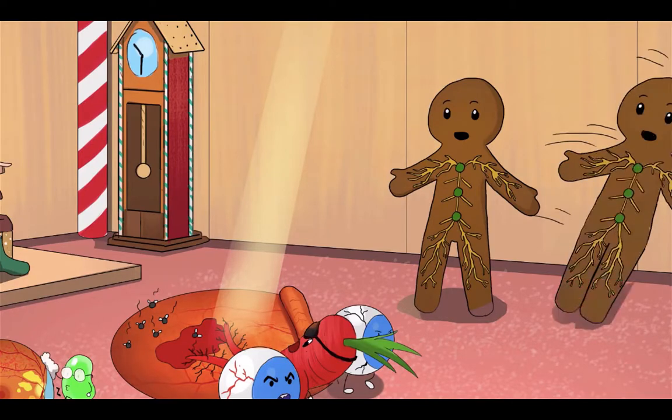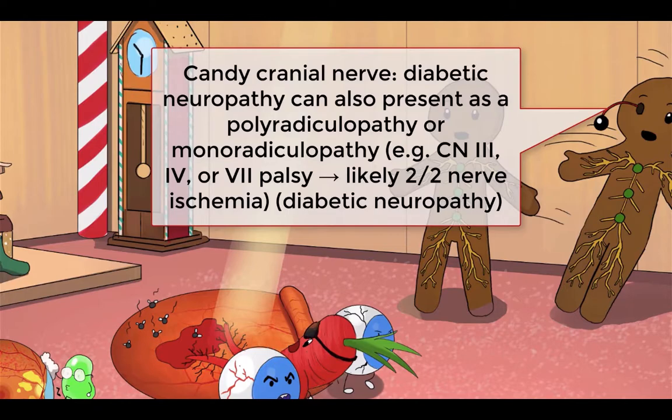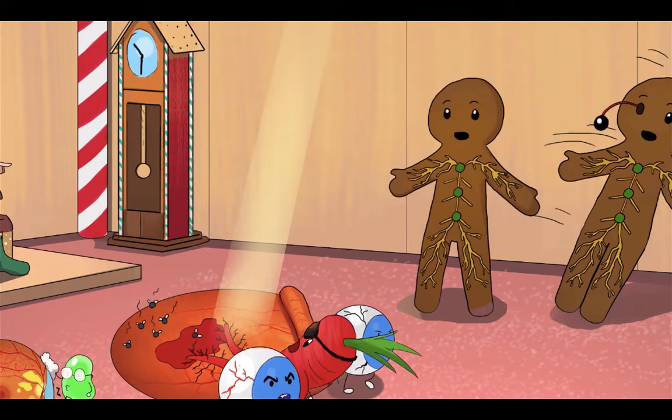Keep in mind that polyradiculopathies and mononeuropathies can occur as well. The most common mononeuropathies affect the median and cranial nerves, especially cranial nerves 3, 4, and 6, the oculomotor, trochlear, and abducens nerve. I mean, just look at this guy. Definitely some kind of oculomotor nerve palsy going on.